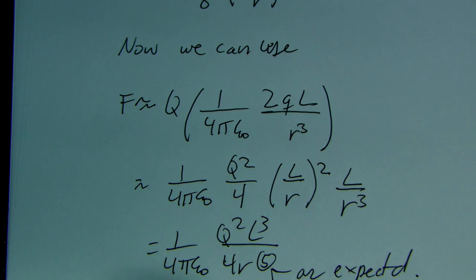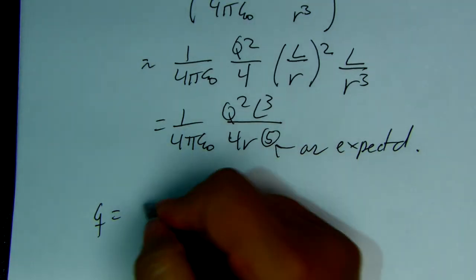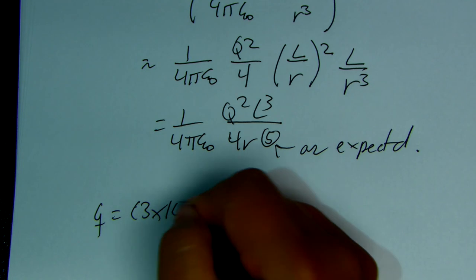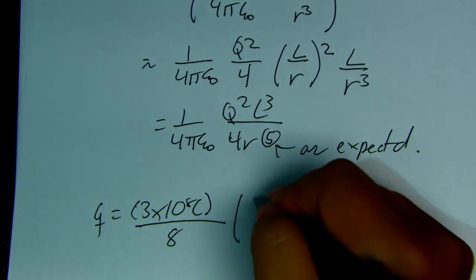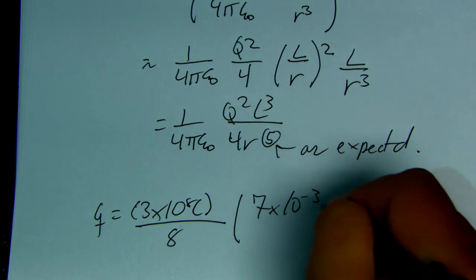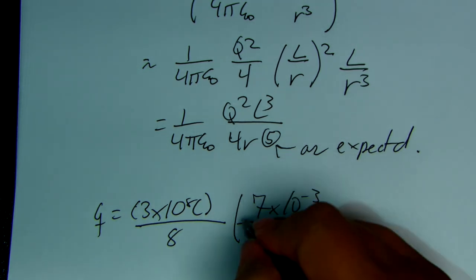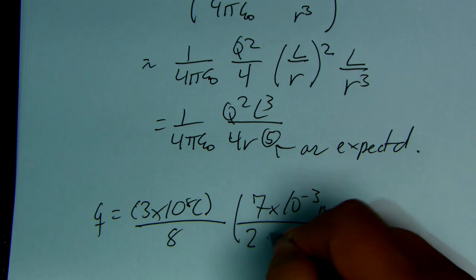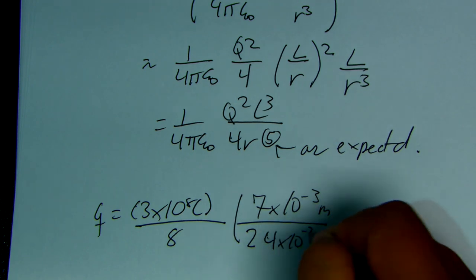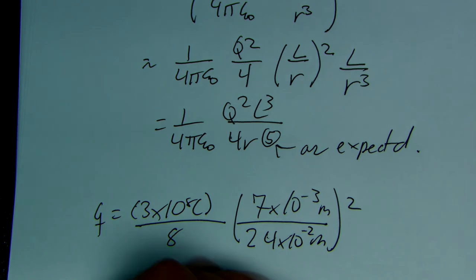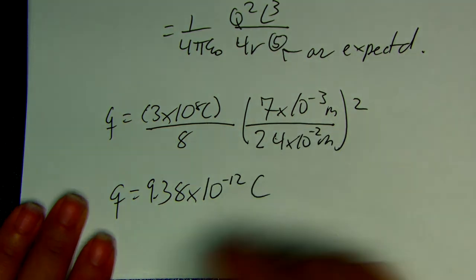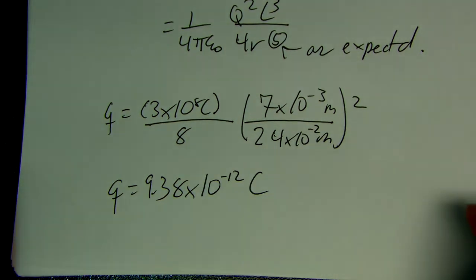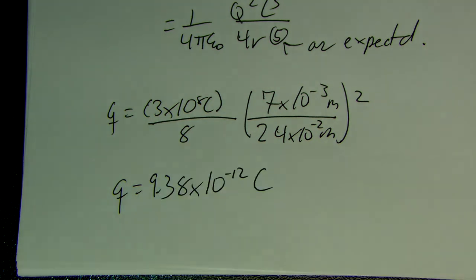And so Q is equal to 3 times 10 to the minus 8 coulombs divided by 8, 7 times 10 to the minus 3 meters divided by 24 times 10 to the minus 2 meters, quantity squared. Q is equal to 9.38 times 10 to the minus 12 coulombs. This is why we didn't worry too much about how much that was going to polarize the ball. You could see that's a very tiny charge.